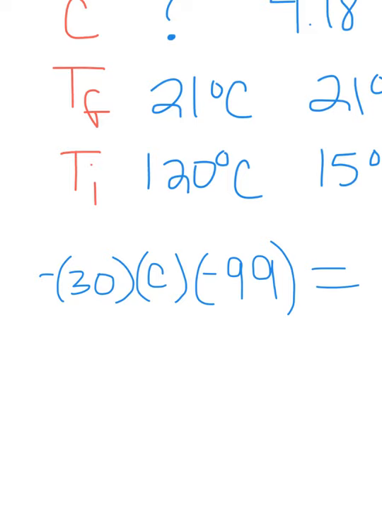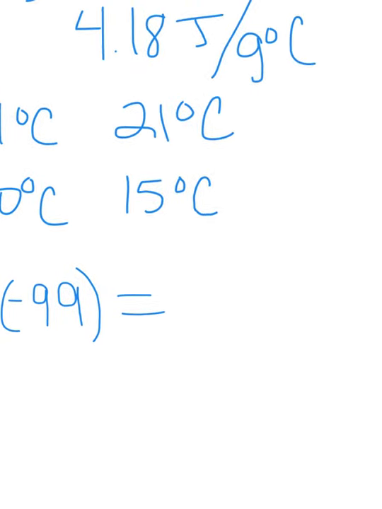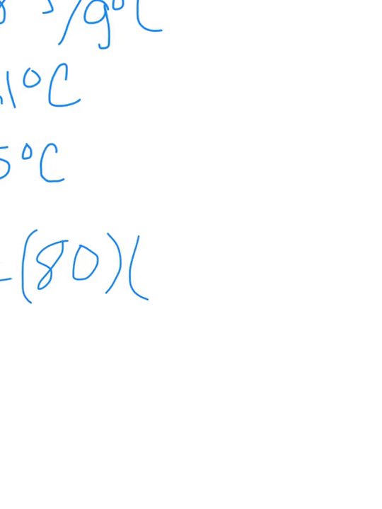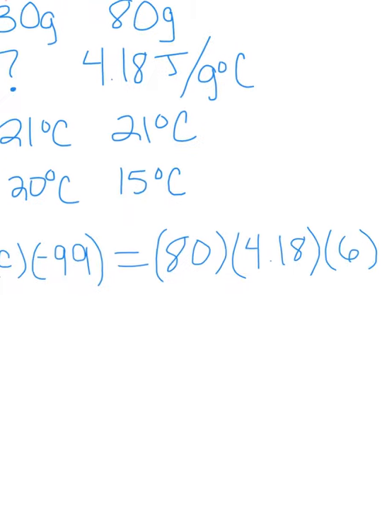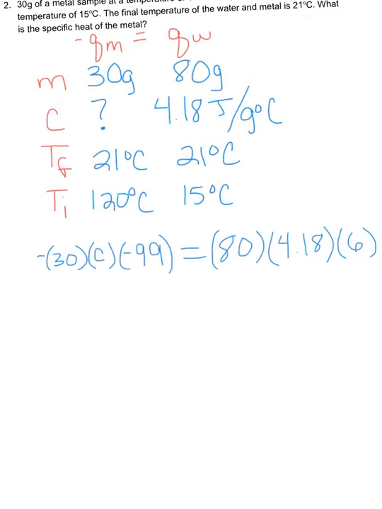Now we need to set that equal to the mc delta T equation, plugging in the information for the water. So 80 grams was our mass. We know the specific heat of water, 4.18. And our temperature change: final temperature was 21 degrees Celsius, initial temperature was 15, so a temperature change of 6 degrees Celsius. So here's our equation with all the information for both sides.